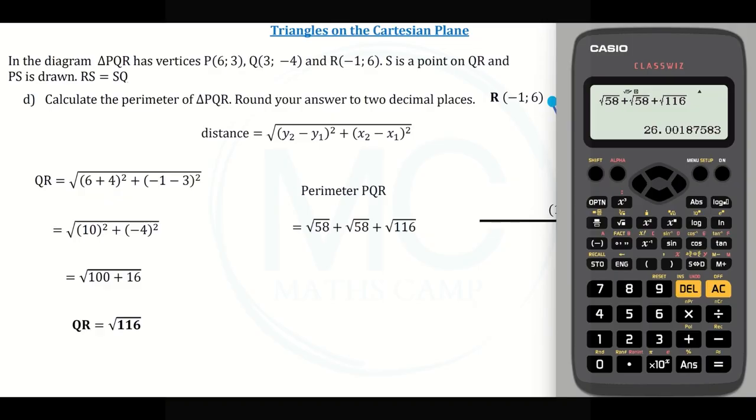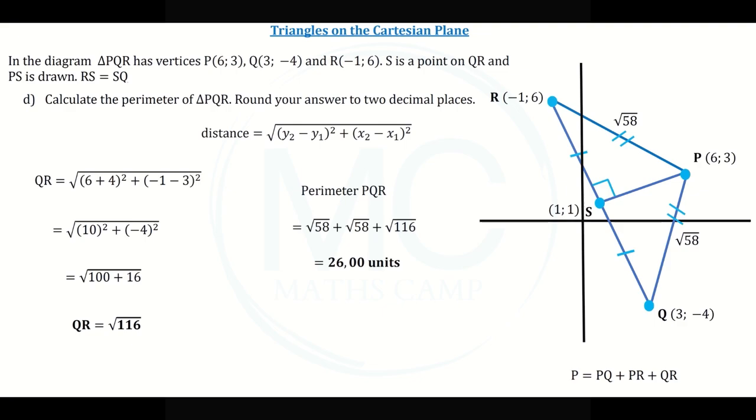26,00. Now the question tells us to round our answer off to 2 decimal places. So we can write our answer as 26,00.0.00 units. Let's put the length of RQ into our diagram, and now we can move on to part E.